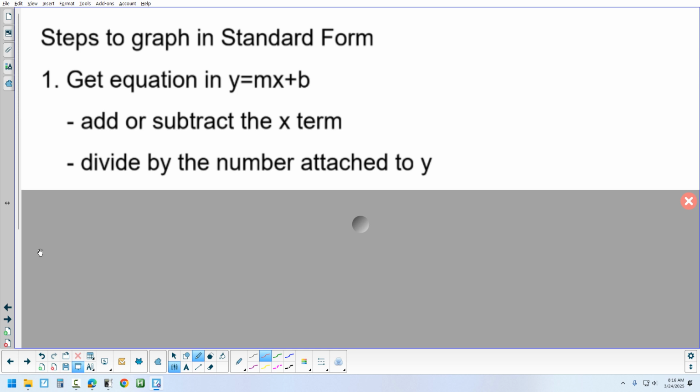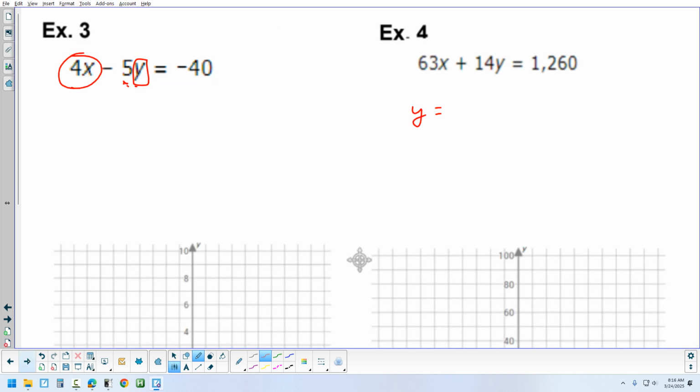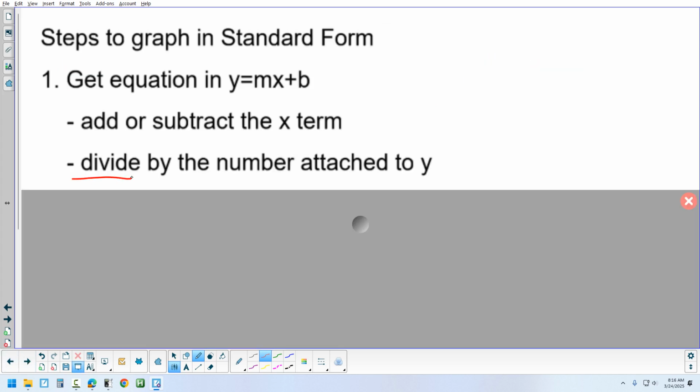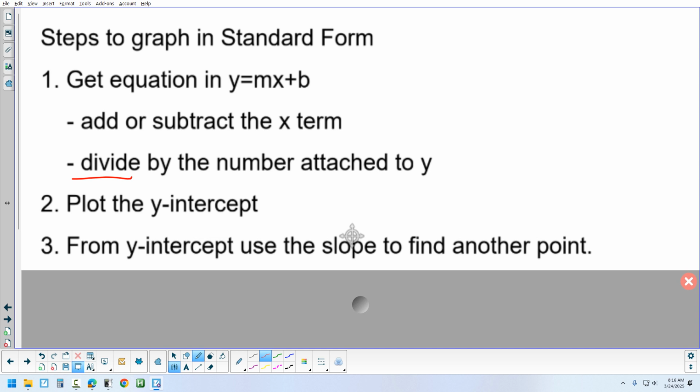You're going to deal with the x term. And then the second step is we're going to deal with the y term. So think of it like alphabetical order. X comes before y in the alphabet. You're going to deal with the x before you deal with the y. To get rid of the number that's attached to the y, like the -5 or the +14, you're going to use division. That's how you get rid of the number attached to y. You're going to divide by that number.